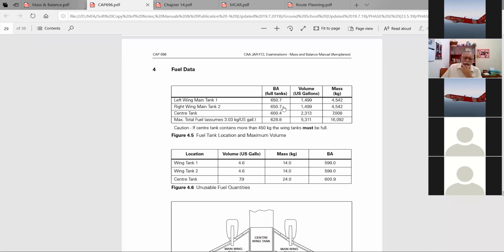And these are the centroids given for the different tanks. When we have to calculate our item mass, arm, moment, we can take references from here if it is not given in your question. The note says here, if center tank contains more than 450 kg, the wing tanks must be full. Underline that or make a note of that. This is very important. If center tank contains more than 450 kg, wing tanks must be full.